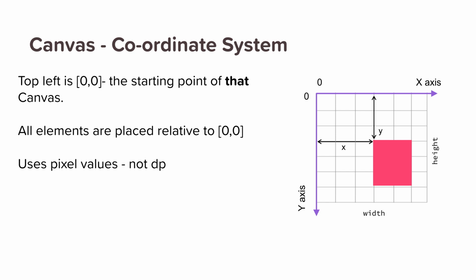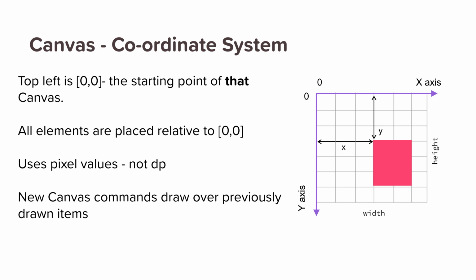Okay. And one thing to note about the canvas is that when you're working with it, you're using pixel values. We're used to working with DP in Android, but when you're drawing on screen with canvas, you're using pixels, so you need to translate between those two. And any new canvas commands that you draw are drawn over previously drawn items. So if you draw a circle and then draw a rect at the same point, your rect will overlay on top of the circle that you've drawn, which is a little bit different from linear layouts and stuff like that.